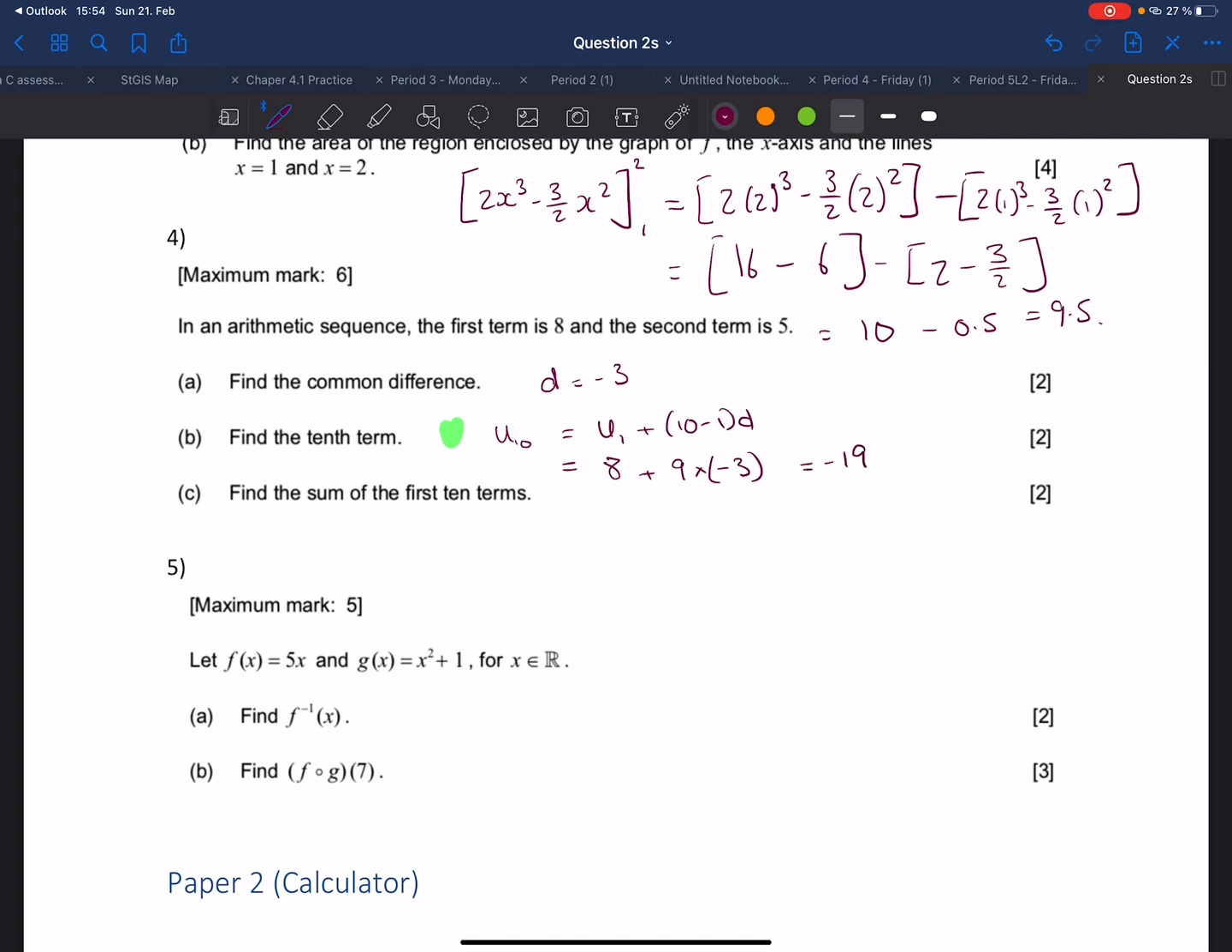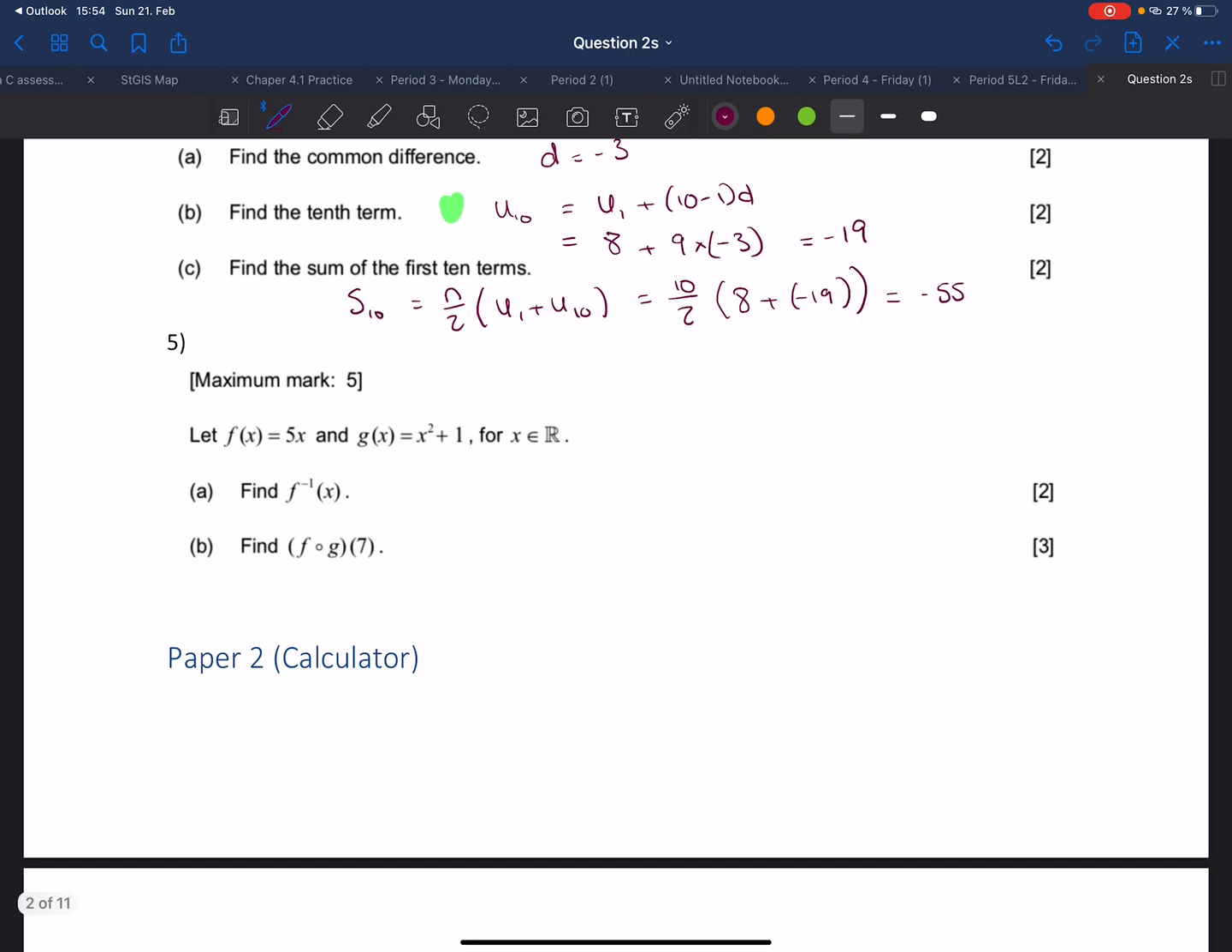And then it wants the sum of the first n terms. So that's S10. For this, we have got 2 formulas, but I think I'm going to use the formula which uses the first and last term because we've now got the last term. So that's going to be n over 2 times U1 plus U10. So that's 10 over 2 times 8 plus minus 19. 8 plus minus 19 is minus 11. So 5 times minus 11, which is minus 55.